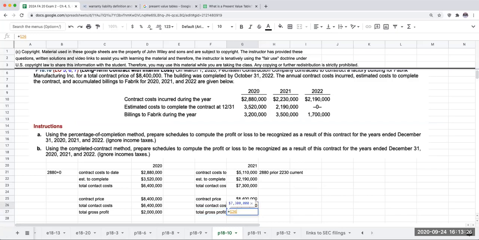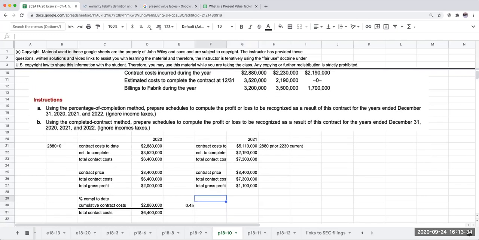So the total gross profit I'm going to be recognizing on this contract is going to be 1.1 million. So my percentage complete to date is going to be my cumulative contract costs, or contract cost to date, of 5,110,000. I'm dividing this by my total contract cost, which is now at 7.3 million.